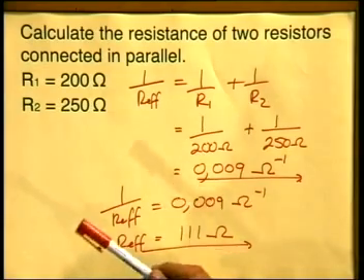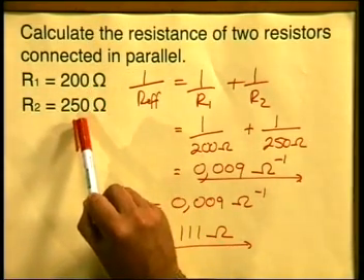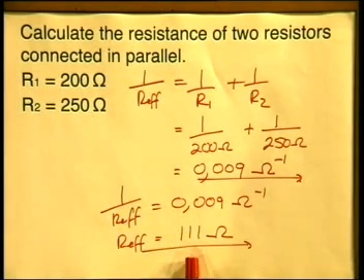We know that the two resistors have values of 200 ohms and 250 ohms, and they were connected in parallel, and that the effective resistance is 111 ohms. This shows us that connecting resistors in parallel reduces the effective resistance on the circuit, and therefore it will increase the current in the circuit. This is a very important characteristic of parallel circuits. Let's investigate it on our circuit board.